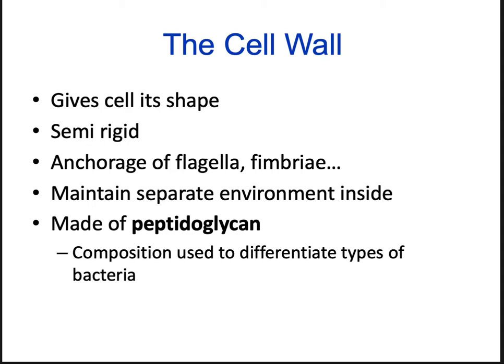Okay, so the cell wall keeps the cell from rupturing. When you think about the environment inside the cell, it has a very concentrated solute concentration compared to the solution that it will be suspended in. So water would want to rush into the cell. So the cell wall helps it resist that osmotic pressure.